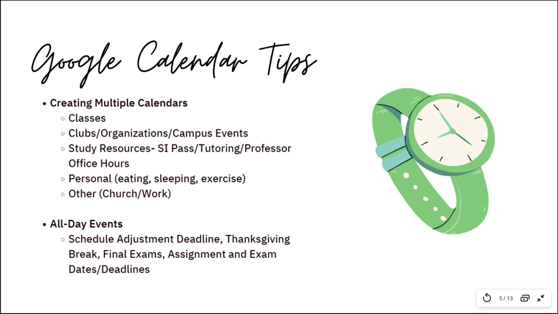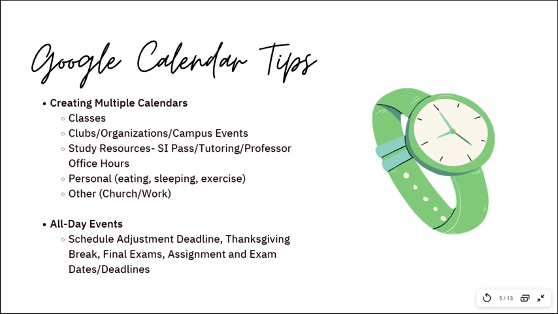Students also recommend scheduling a calendar specifically for study resources so that they know exactly when SI pass hours, tutoring hours, and professor office hours occur. Having a calendar for your personal eating, sleeping, and exercise routine allows you to schedule in that time so you don't forget to eat. And lastly, that other calendar might include student-specific responsibilities or engagement, including church involvement or work involvement.